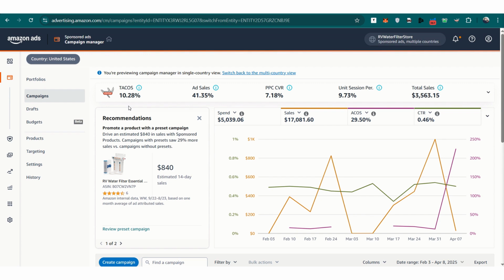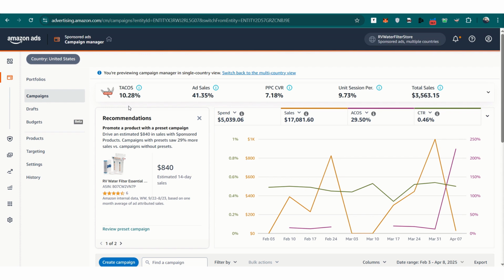A common mistake sellers make is focusing too much on ACOS while ignoring TACOS. If you only look at ACOS, you might pause or reduce ad spend on a campaign that appears expensive. But if that campaign is contributing to increased organic sales, lowering TACOS, it might actually be helping your business grow. This is why both metrics should be analyzed together when making advertising decisions.